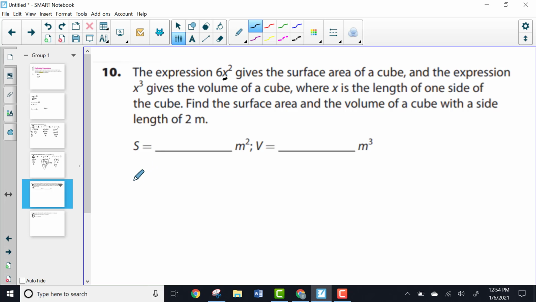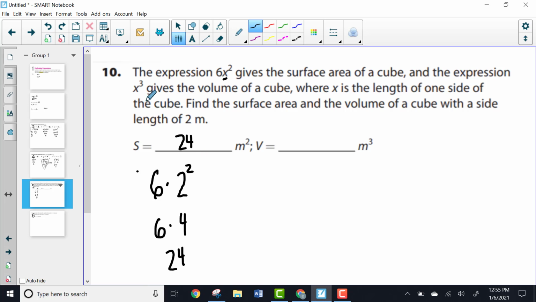All right, so because of that, for the first one here, we have 6 times, be a little tricky here, 6 times the x is going to be 2 to the power of 2. All right, so that's going to give us the surface area here. And then 2 to the power of 2 is 4. 6 stays the same. 6 times 4 is 24. Okay, so the surface area there would be 24 meters squared.